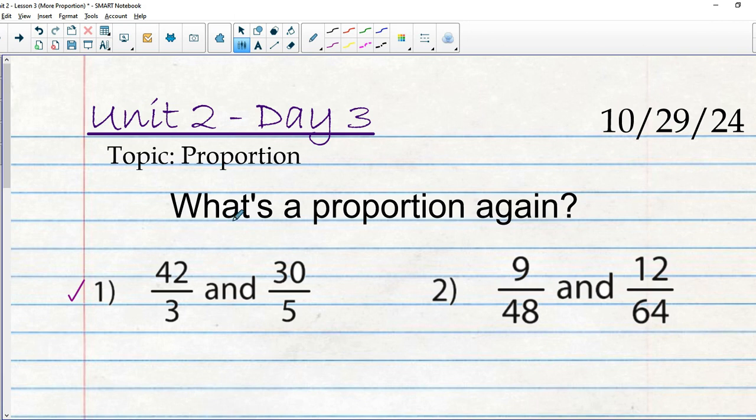Okay, all right, so what's a proportion again, right? All right, again, pause, write this down: Unit 2, Day 3, the date, and write down the topic. Okay, let's start. What's a proportion? Yes, a proportion is when you have two ratios, right? Not just any two ratios, but two ratios that are equal.